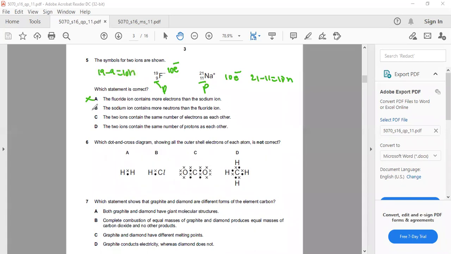B is also wrong. The two ions contain the same number of electrons as each other. Yes, that's the answer. 10 electrons, 10 electrons. D, the two ions contain the same number of protons. Wrong. 9 protons, 11 protons. C is the answer.